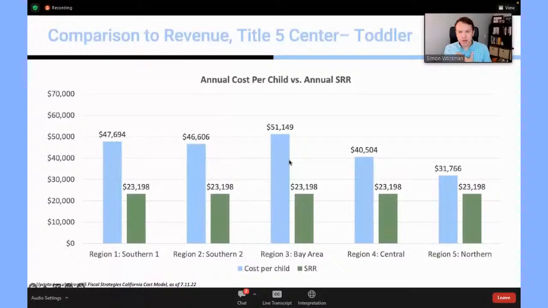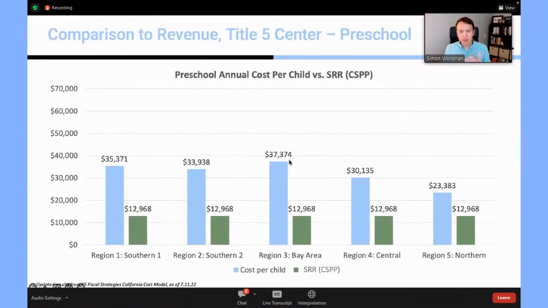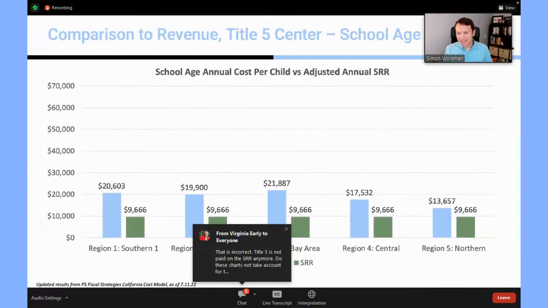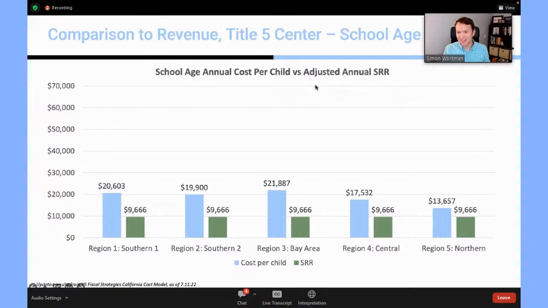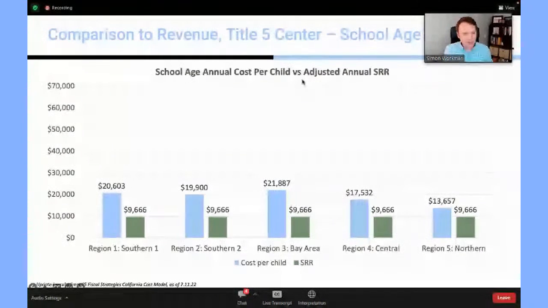And then preschool, we ran those numbers looking at the SRR for CSPP, and you can see those numbers there as well. And then finally, school age. We kept the 70,000 axis on the side there again, so that the charts can be compared to each other. Smaller gaps on school age, but only really small when you compare them to the other ages. They continue to be gaps there.